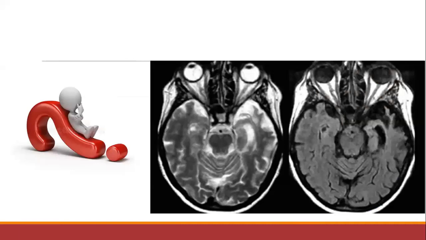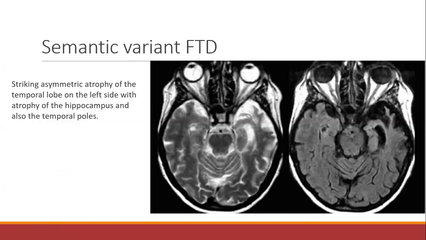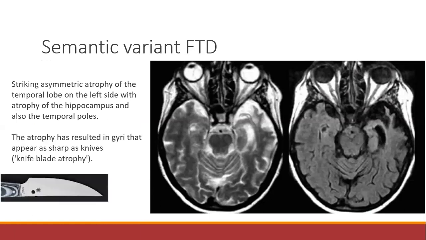So what is this MRI showing? Anterior temporal lobe atrophy. Yeah. So this is a patient with semantic variant frontotemporal dementia, where there is asymmetrical atrophy of the temporal lobe. There is also atrophy of the hippocampus and the temporal pole. We already discussed this. In advanced cases, the atrophy can be so severe that the gyri may appear as sharp as knives, and this is called knife blade atrophy.